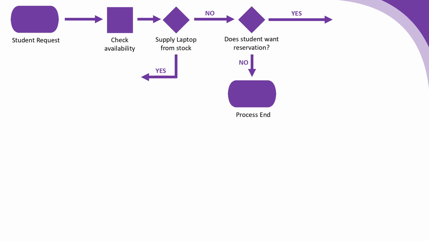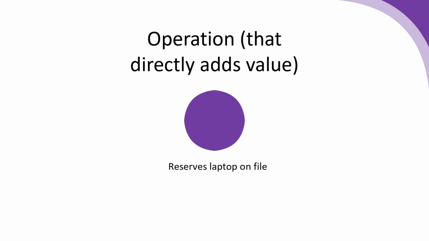So let's say the student does want to make a reservation. Well, the next thing we need to do is to actually enable that reservation. It is part of our concept. It is part of the value being offered by the service to the users. So here we would bring in a new symbol, a nice round circle. So this is an operation or an activity that directly adds value to the user.